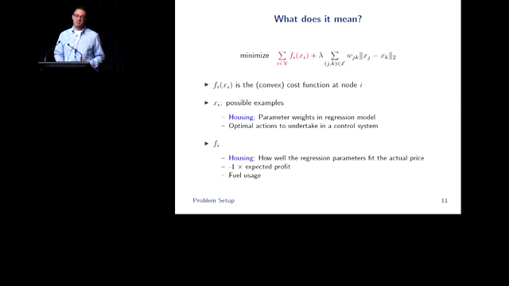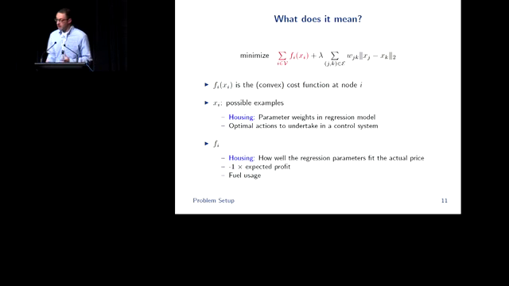So what does it mean? First, let's focus on this node objective here. This is saying that for each node i, we want to minimize fi of xi. Fi of xi is the convex cost function at node i. We already said that xi is the variable that node i is trying to solve for. In the housing example, these are the parameter weights, the regression weights to build the prediction model of the price. But in other examples, if you're looking at a control system, this could be optimal actions to undertake to enact some desired outcome in a control setting.